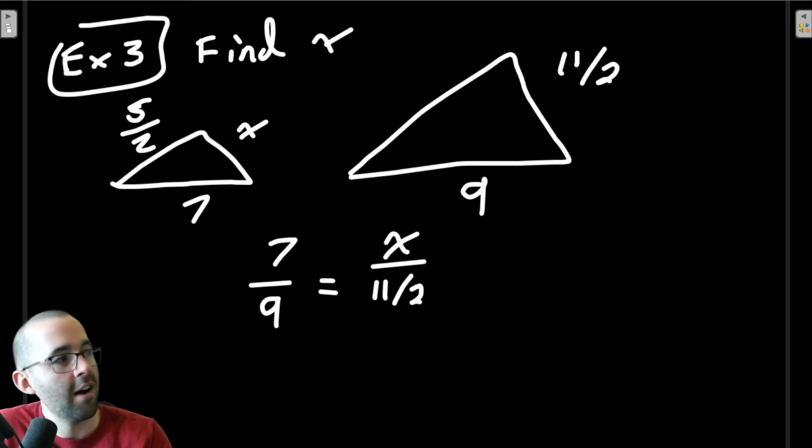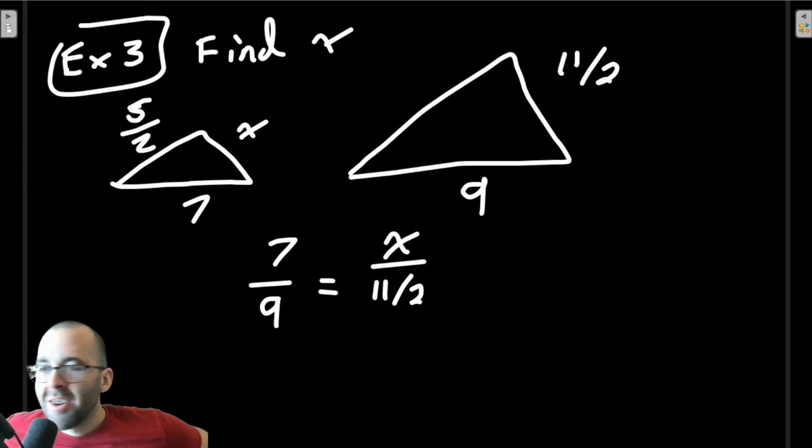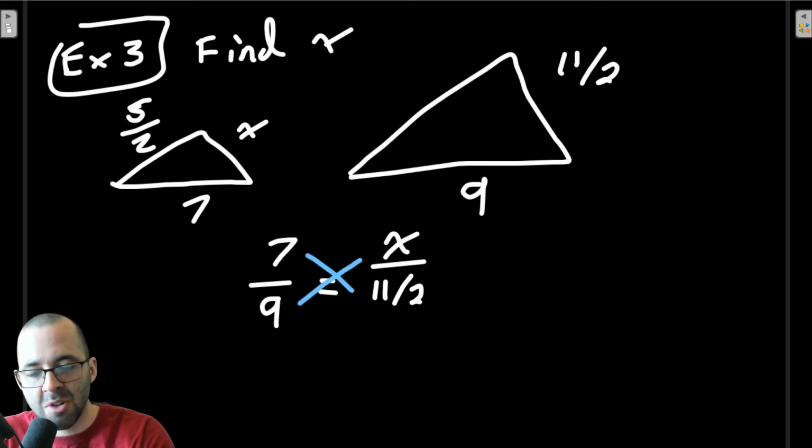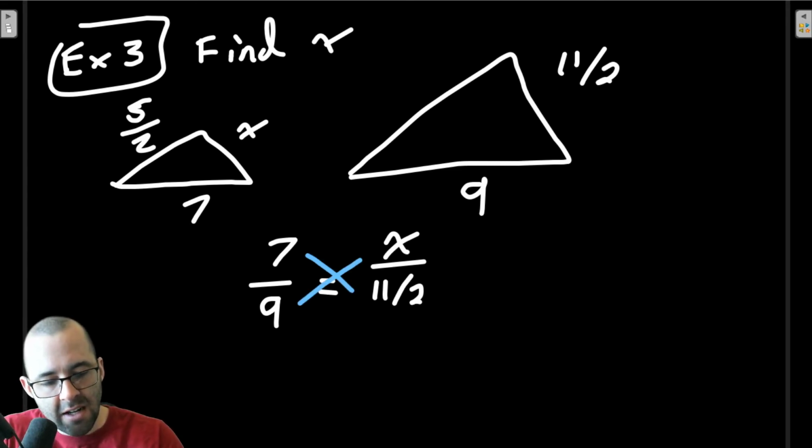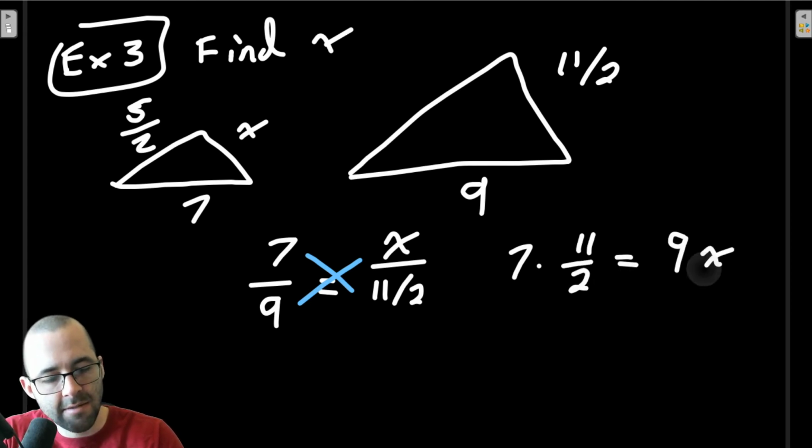And oh, what have we got here? We've got a complex fraction in the wild. All right. So it's not too important to deal with the complex fraction. Remember, we have two ways. You can write it as division, or you can multiply the top and the bottom by the LCD. Or you can say, let's not worry about the complex fraction yet, and let's just cross multiply this as a proportion. So we'll get 7 times 11/2 is equal to 9 times X. And then you just solve this.